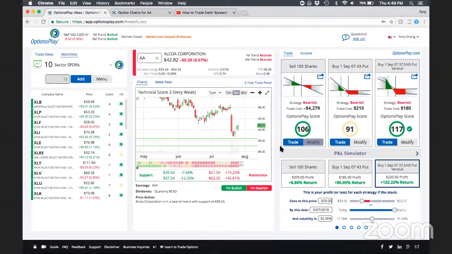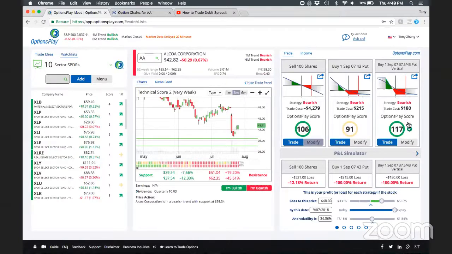Conversely, what happens if I'm wrong? What happens if Alcoa goes back to $48? Here, if I had shorted the stock, I lose $521. If I bought this put, I'm still limited to only $215. On the put vertical, I'm only limited to $180. So not only do I make a higher return if I'm right by trading this debit spread, I actually lose less money if I'm wrong. That's why this strategy on the right gives you the higher options play score.